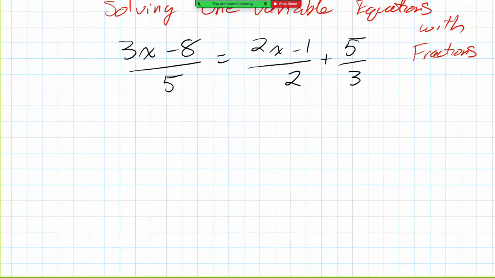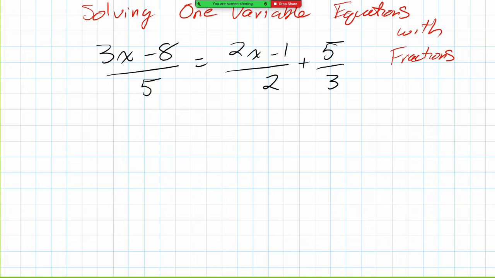We're going to solve a one variable equation with fractions. In this version, what we're going to do is get a common denominator. We'll use a common denominator. That way it's a fraction the whole way through, and then see if we can't solve it from there.